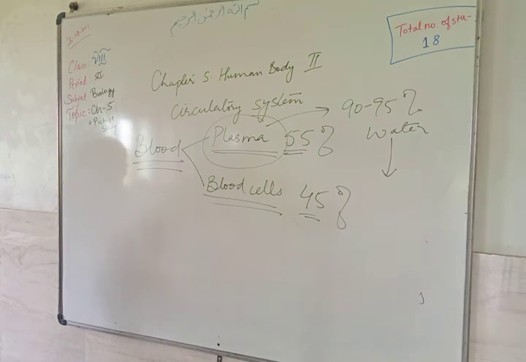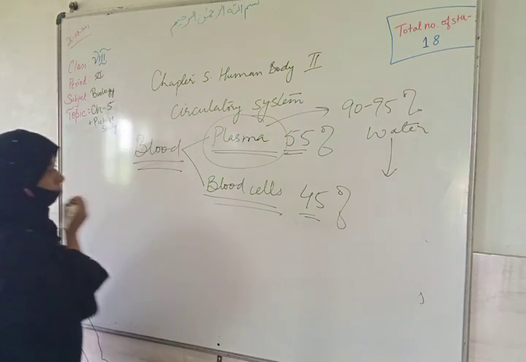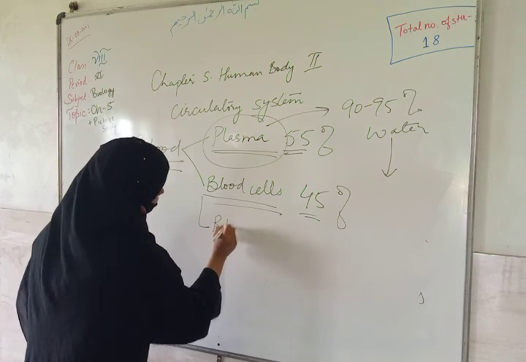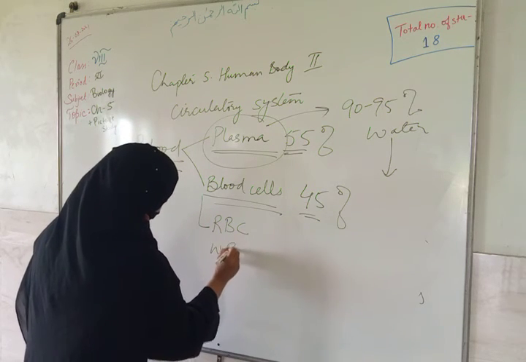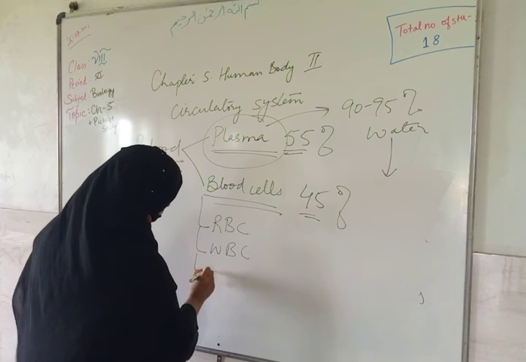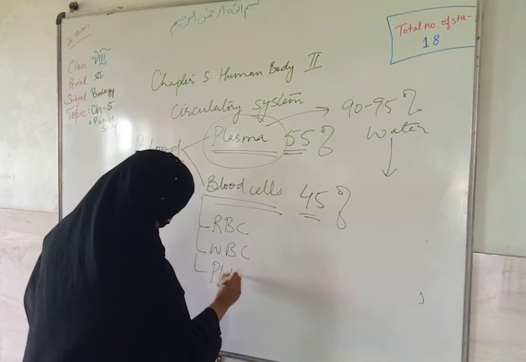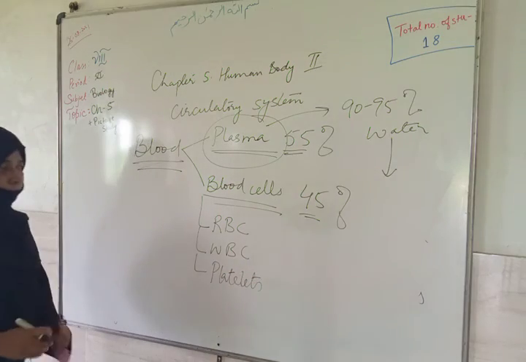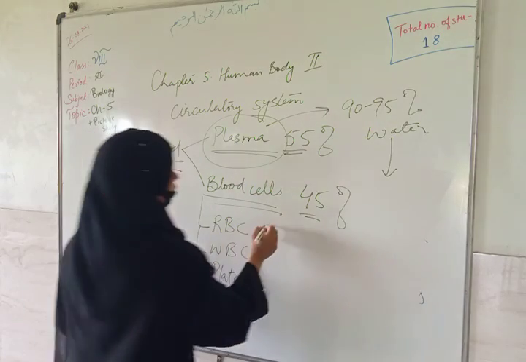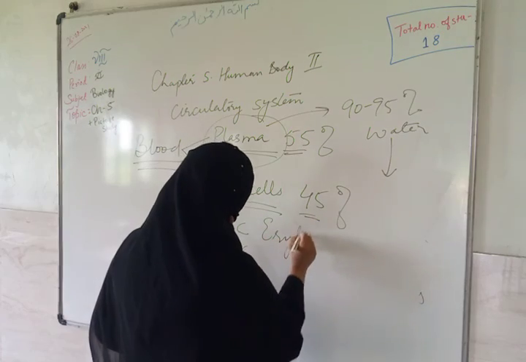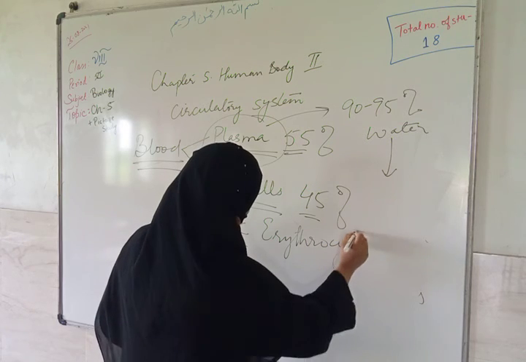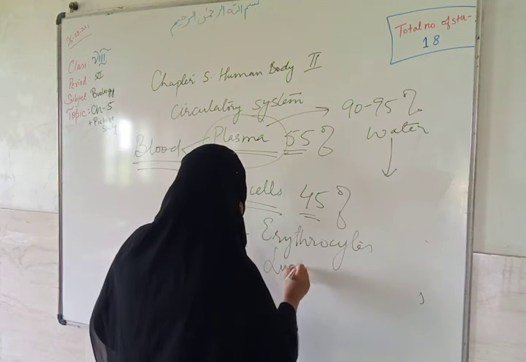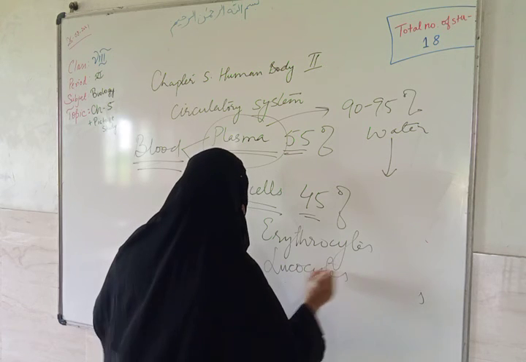When you talk about plasma, mostly the composition of the plasma is water. The blood cells are RBC, WBC and platelets. RBCs are known as erythrocytes, WBCs as leukocytes, and platelets as thrombocytes. Yes, very good.